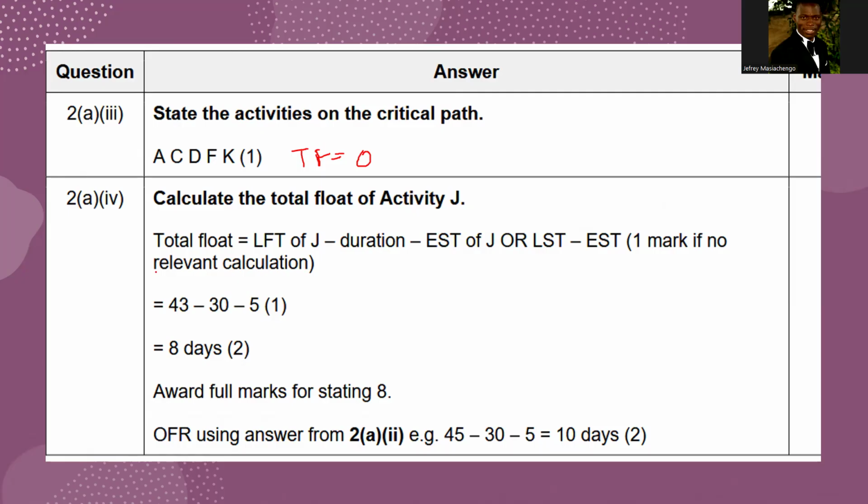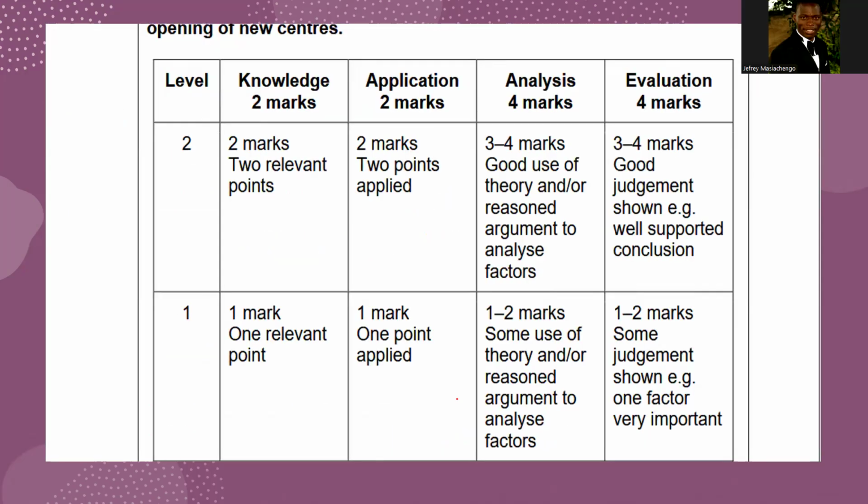Then they're saying calculate the total float. Remember the formula. Total float is equal to what? Total float is equal to LFT of J minus duration of J minus EST of J. As simple as that. Then you do the rest of this paper.